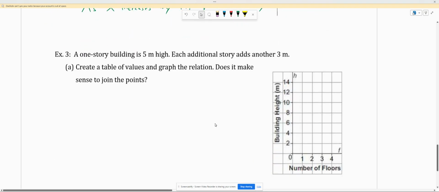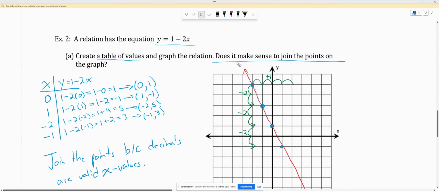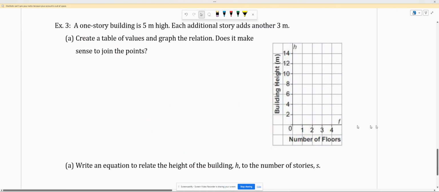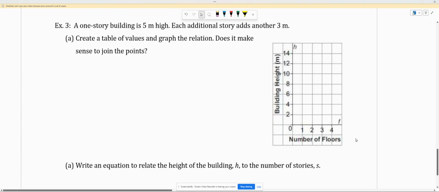Now let's take a look at our last example here. We have a one-story building. Oh, and I should mention the previous one was continuous because we could join the dots. We're going to see an example now where it's not continuous. The one-story building has a 5-meter height for the first floor, and then as they add more floors, it gets to 3 meters per floor, which makes sense. There must be some type of foundation with this building that raises it up a couple extra meters.